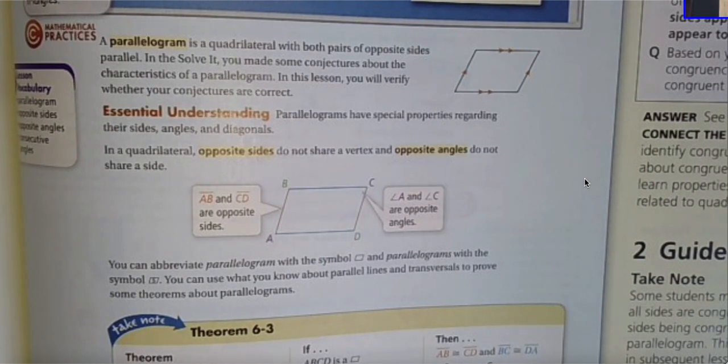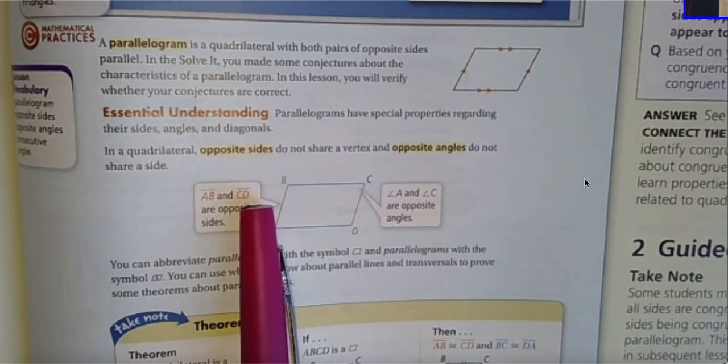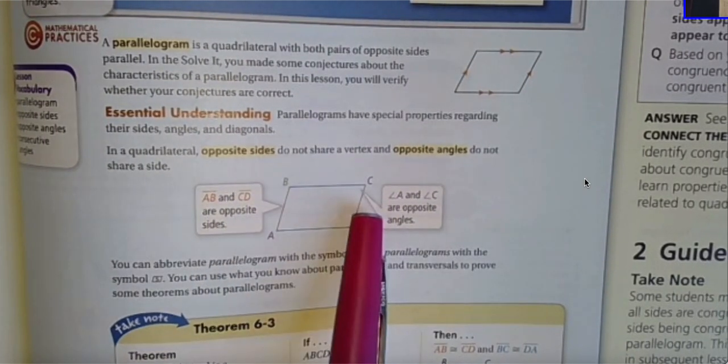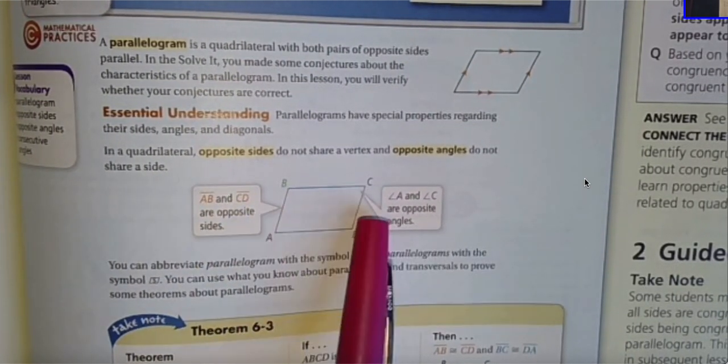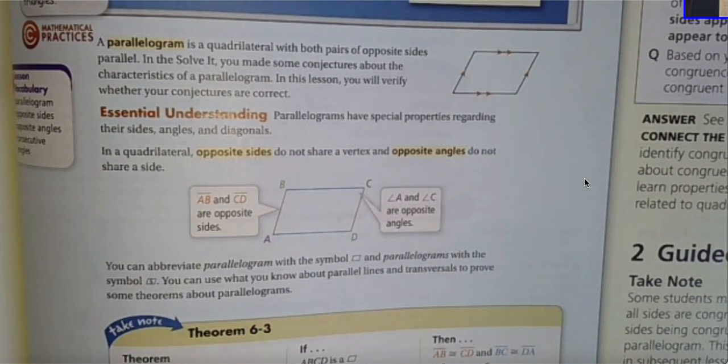So it says opposite sides and opposite angles. These two sides, I don't know if you can see the color, but this one's red and this one's red. It's showing that those are opposite sides. Opposite angles are B and D and A and C. You see how they're kind of across from each other? They're opposite sides and opposite angles.